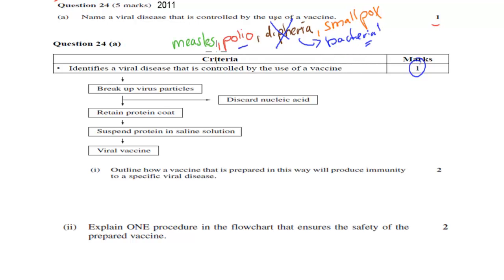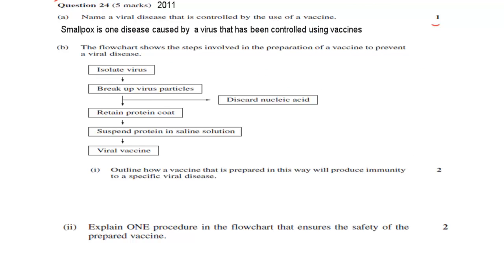This one is bacterial. So if you said diphtheria, you would not have gotten a point. You need to say polio, measles, or smallpox. And the one that is 100% controlled, that one's been almost eradicated more or less. Yeah, it has been eradicated, smallpox. The other ones still exist, but they're more or less controlled. Diphtheria is bacterial. Even though it's controlled, it's not viral. Alright, so any of these would have done. So I just wrote smallpox is one disease caused by a virus that has been controlled using vaccines. And that will get you your mark.